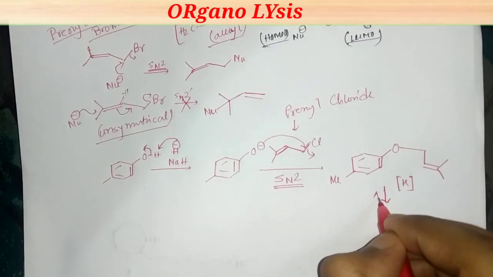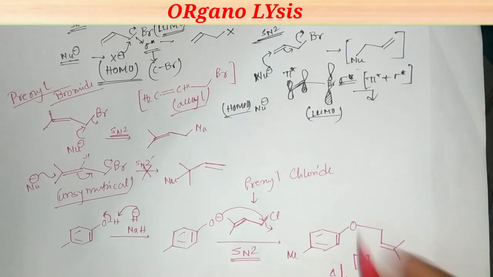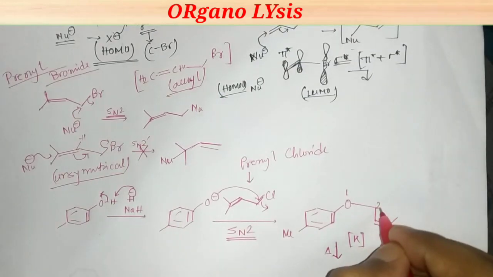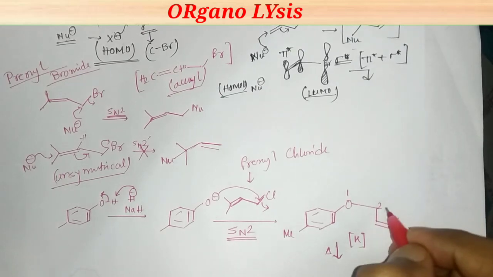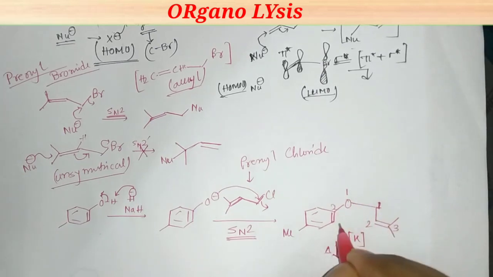Now you have been given heat. Now see, there is a possibility of a 3,3 sigmatropic reaction. How? I will show you how the 3,3 sigmatropic reaction will proceed. Now this is your 1, this is your 2 and 3, and this is your number 1, this is your 2 and 3.